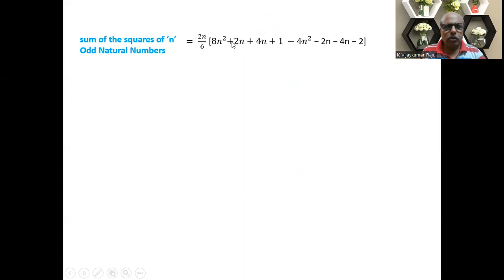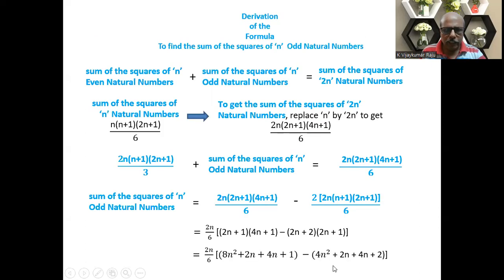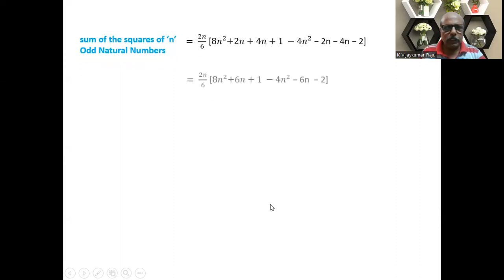Now you see here, 2n plus 4n. These are like terms, so they add up and become 6n. Here again you have minus 2n minus 4n, which becomes minus 6n. So it will be 8n square plus 6n plus 1 minus 4n square minus 6n minus 2. How? Because there was a minus sign before the second bracket, it has changed all its signs, and that's why I'm getting all negatives here.